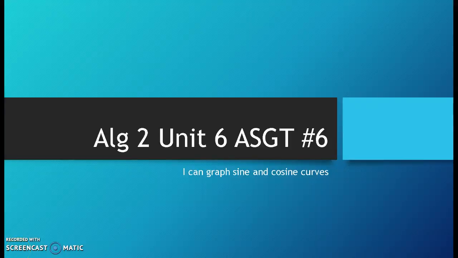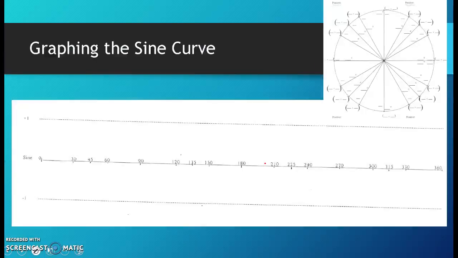So as we move on to assignment number 6 in Unit 6, we're going to be graphing both sine and cosine curves. We're going to get an idea of what that looks like and then how we can change those curves, change the magnitude and the period of those curves.